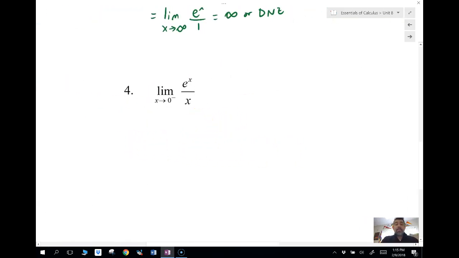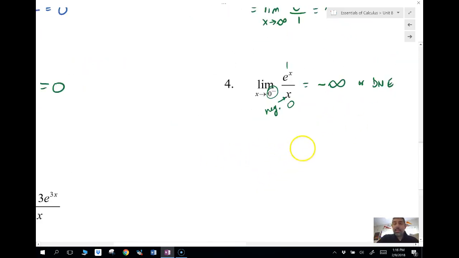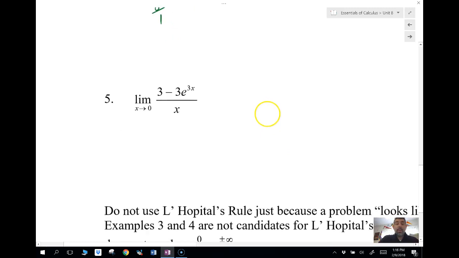All right, how about limit as x approaches 0 from the left? Well, if I plug in 0 here, I'm going to get 1. And if I plug in 0 here, I'm going to get 0. So that's going to be an infinity. However, since I'm approaching from the left, that means x values are going to be negative, right? Small little negative x values. So that's going to be a negative infinity. Or you can say this does not exist. Either one works. So not all of these need L'Hopital's rule, right? You've got to plug in and figure out what's going on.